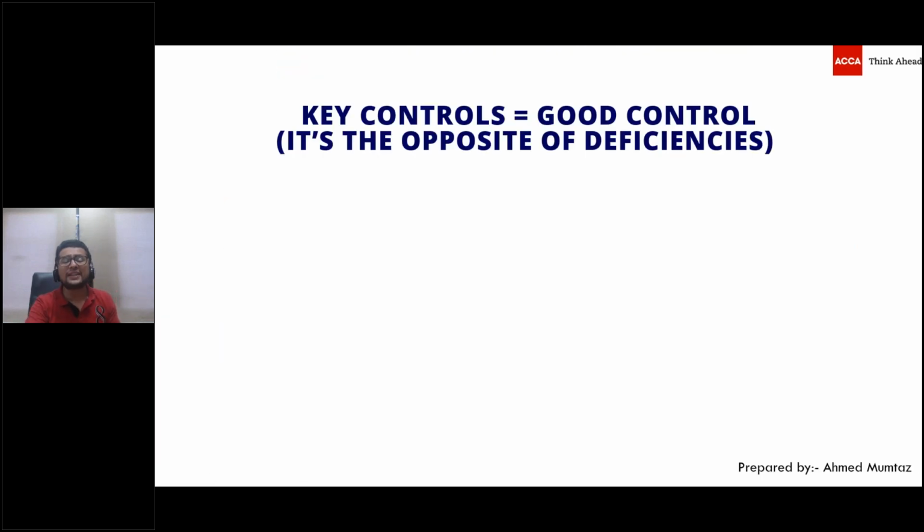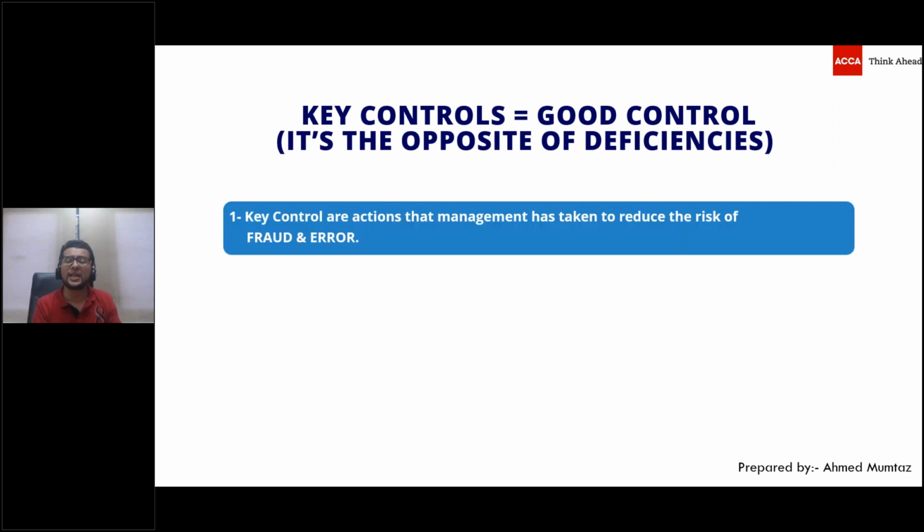Now, how to identify the key controls, the good controls, or the direct controls from the question. First thing, this is something the opposite of deficiency. The key controls, the direct controls, are the actions that management has taken to reduce the risk of fraud and error. Vakar was asking a few moments ago what's the connection between the control system and the risk? If the control system is operating effectively, if the controls are good ones, that will reduce the risk of fraud and error, which eventually reduces the risk of material misstatement within the financial statements.